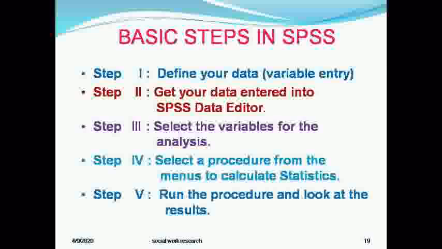Step 4. Select a procedure from the menus to calculate statistics. As I have told you, once you select the variables, you can opt for several statistical procedures. For frequency tables, there are options for bar diagram, pie diagram, standard deviation, standard error, etc., other than the central tendencies like mean, mode and median. In the bivariate analysis, which means the cross-tab option, you can select correlation and the chi-square, which are generally used. Then step 5, run the procedure and look at the result.